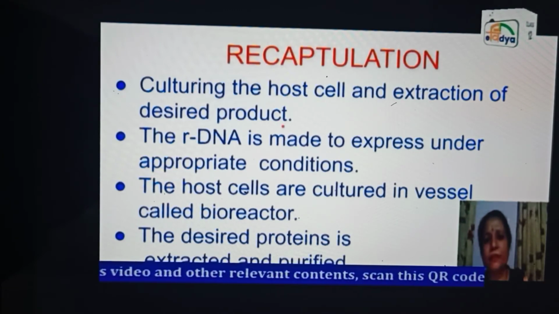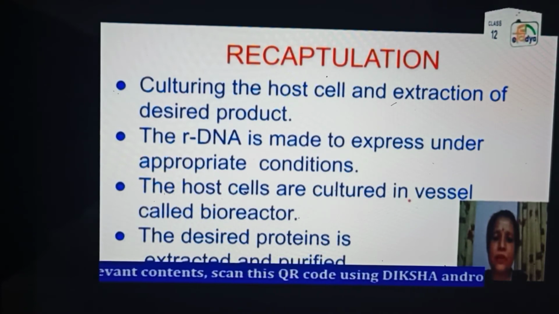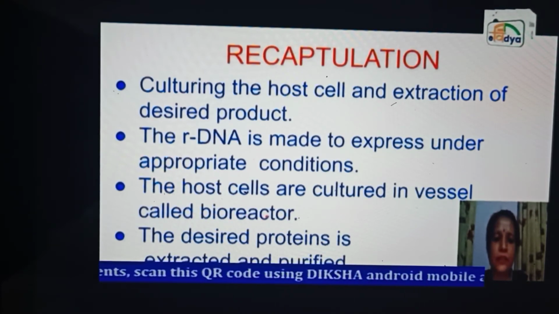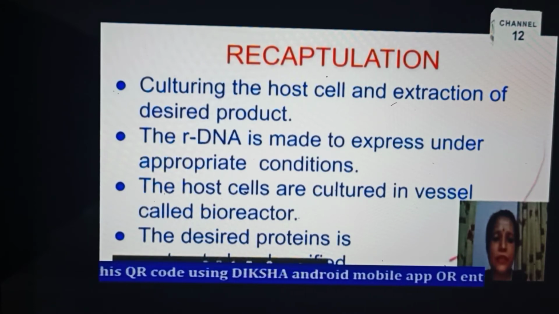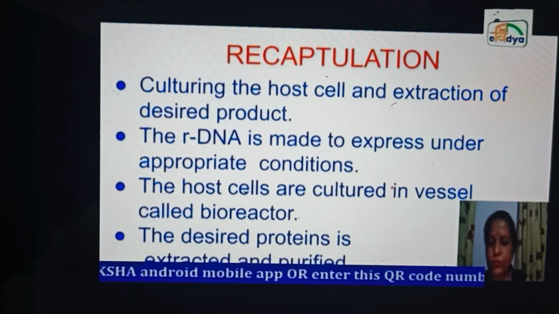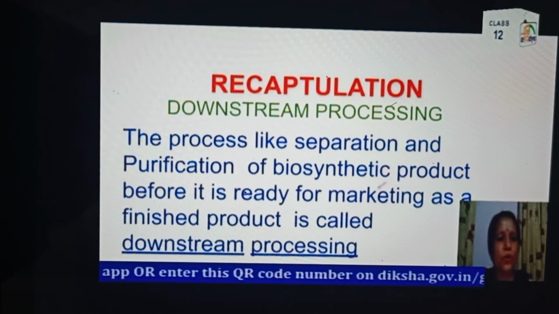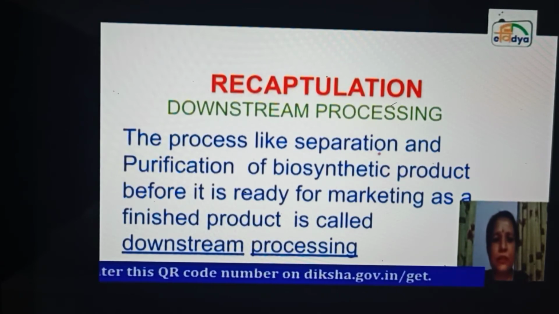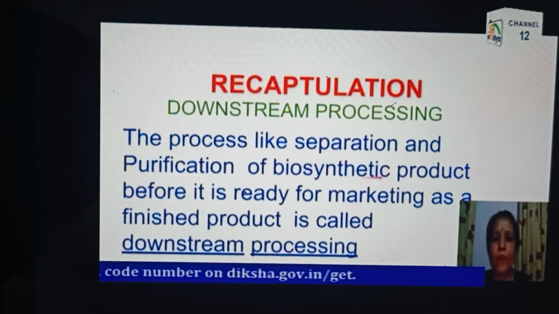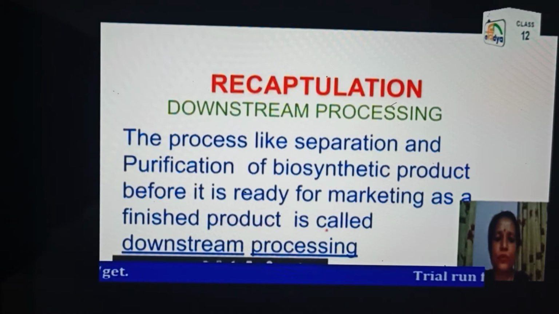Recombinant DNA is made to express under appropriate conditions. The host cells are cultured in a vessel called bioreactors. The desired protein is then obtained by the process of downstreaming. Now, what is downstreaming? The process of separation and purification of a biosynthetic product before it is ready for marketing as a finished product is known as downstream processing.